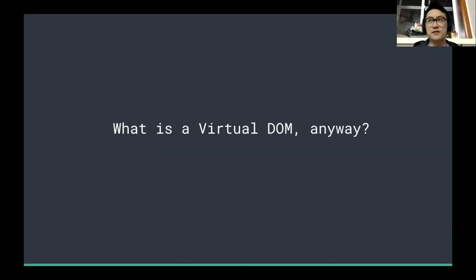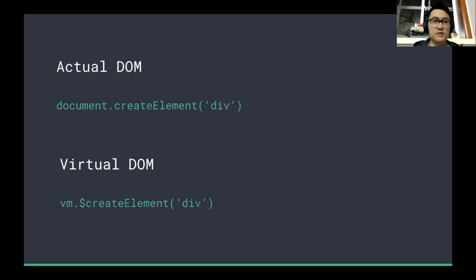So I'll try to explain it in very, very plain terms. The comparison here is actual DOM. You create an actual div element with the native browser API, for example, document.createElement, right? This returns a real div that you can append to the document, and it'll actually appear on the page. But a virtual DOM element in Vue's context, we create with a method, an instance called create element.